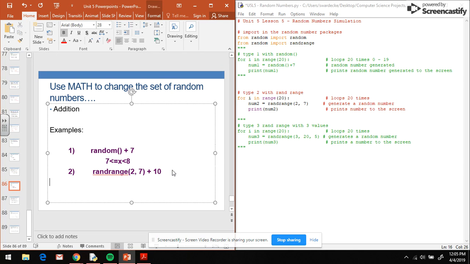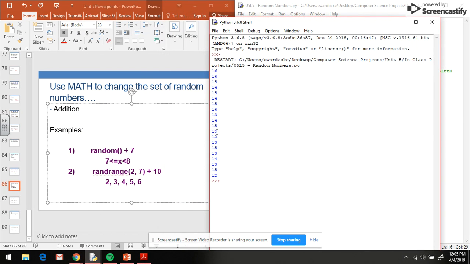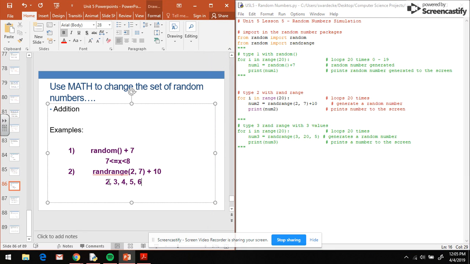So 2, 7, we would expect to be the numbers 2, 3, 4, 5, 6, not including 7. And what we're doing here is we're adding 10. So if we run this, what we notice is we're getting 12, 13, 14, 15, and 16. So when we have addition here, what it does is it takes our set of random numbers, so 2, 3, 4, 5, and 6, and it adds 10 to them.